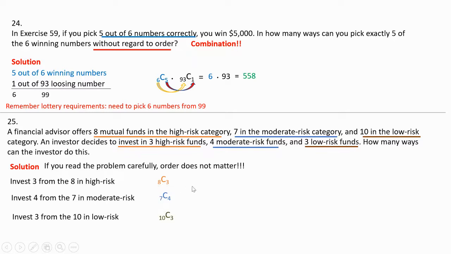So 8 combination 3 is going to give us 56. 7 combination 4 will give us 35. And 10 combination 3 will give us 120. So we're going to multiply all those out. So the answer will be 235,200. That's how many ways the investor can invest 3 high risk, 4 moderate risk, and 3 low risk from the given ones, which was 8, 7, and 10. So the answer will be 235,200.